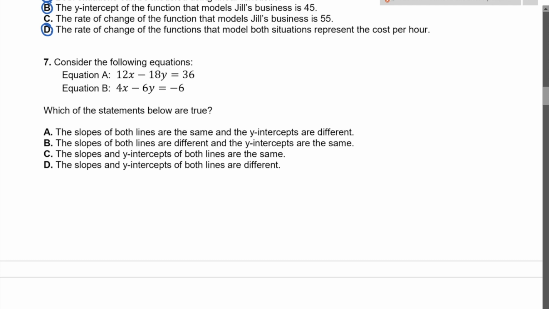So, first thing, let's put these in y equals mx plus b form. So how do I move this 12x to this other side? Subtract 12x from both sides. That leaves you with negative 18y equals 36 minus 12x. Remember, I do not combine these because they are not like terms. Last step, divide everything by negative 18.